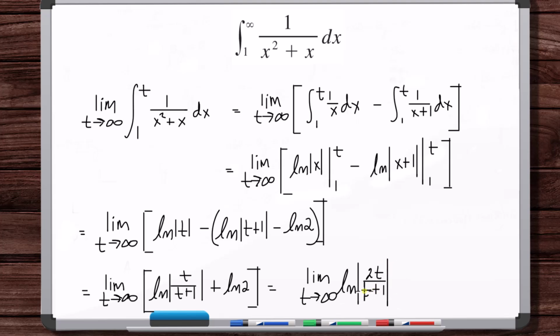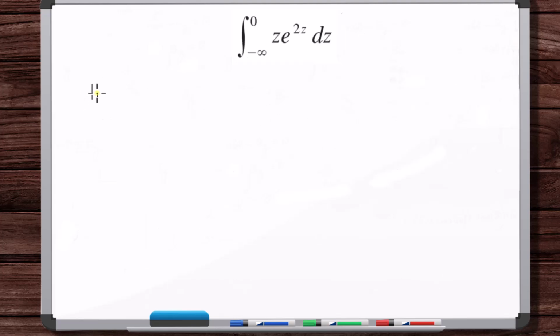As t approaches infinity, 2t over t plus 1 we know approaches 2, right? Multiply the numerator and denominator by 1 over t. So this approaches 2. Natural log of the absolute value of 2 is just natural log of 2. So this is equal to the natural log of 2.